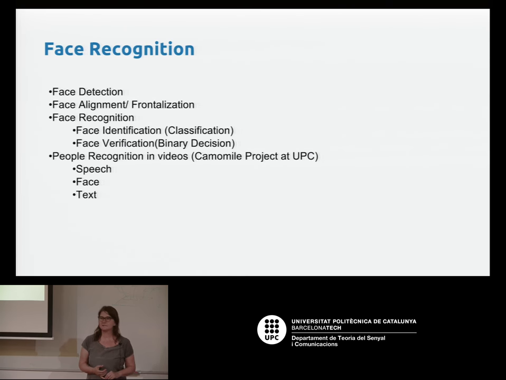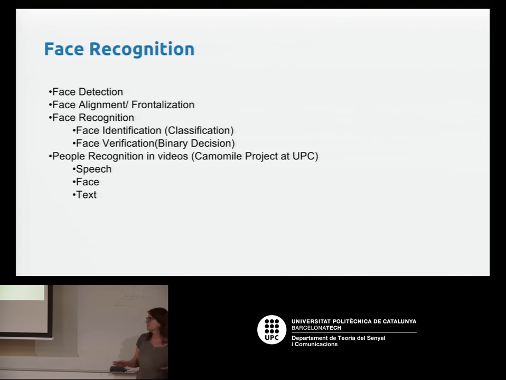One of them is face detection in an image. You want to detect a face in one image. Then sometimes you have a face that has rotations or occlusions. But more than talking about occlusions, let's talk about the face being rotated in any angle. One of the things that is sometimes done is to align and frontalize the face. It's easier to do the recognition when the face is frontalized.